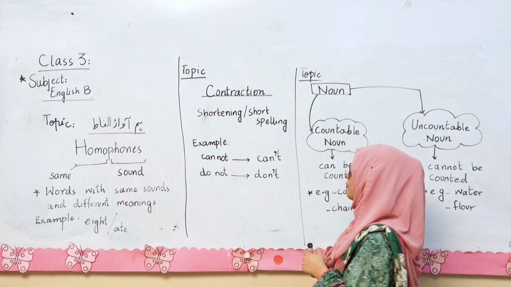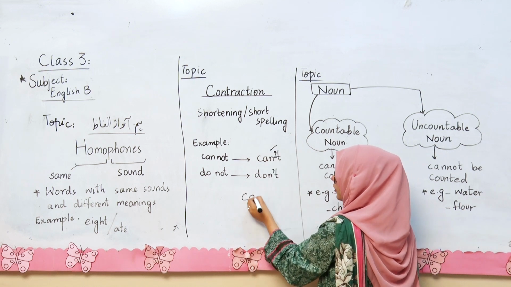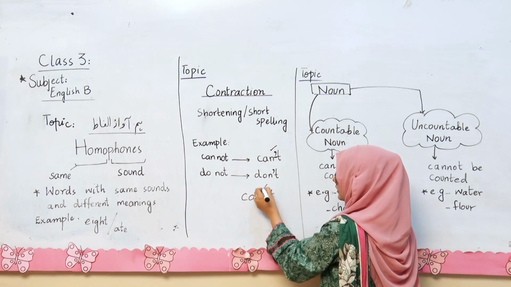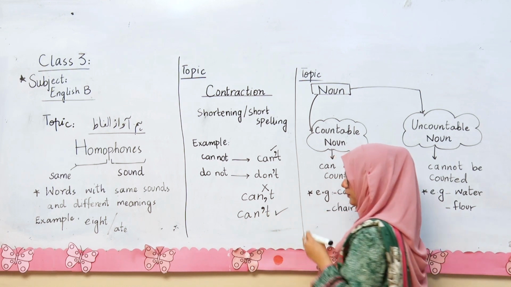And in contraction, you put a comma right here. This is called apostrophe. You do not put it here. This is wrong. You have to put the apostrophe at the top of the word. This is the right way.